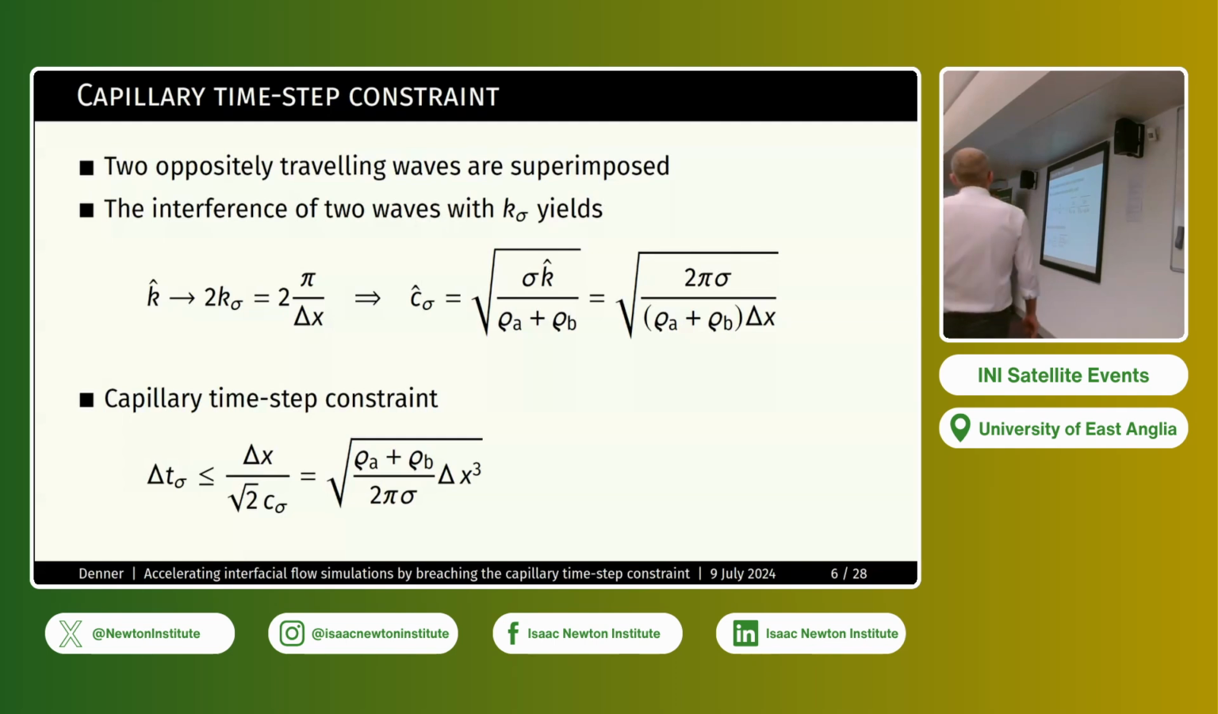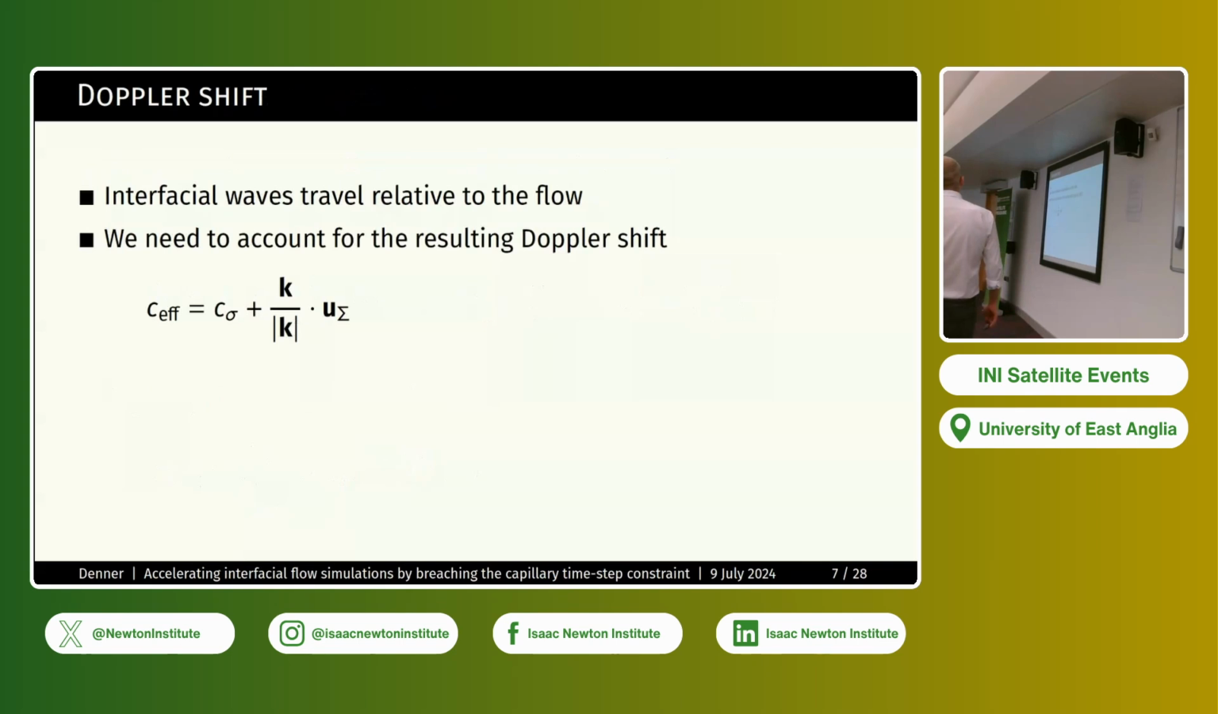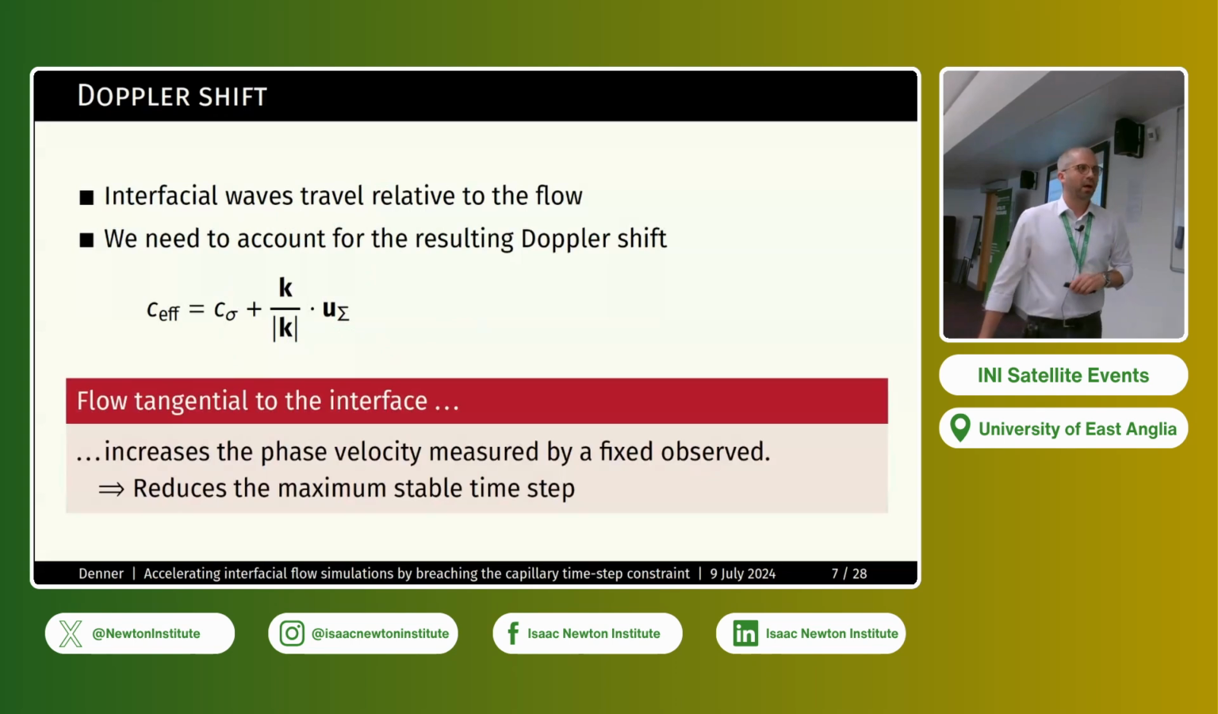Now, the problem that was initially overlooked was that, of course, like with every other wave that is in a flow, we have a Doppler shift. Those waves travel relative to the local flow. So we always have a worst case scenario where they travel with the flow with respect to our stationary mesh. So we need to take into account the tangential interfacial velocity as well locally. So this further reduces the maximum stable time step.